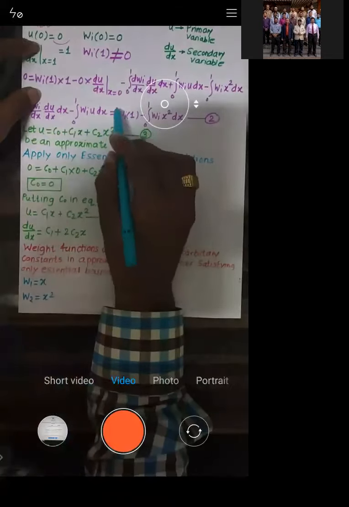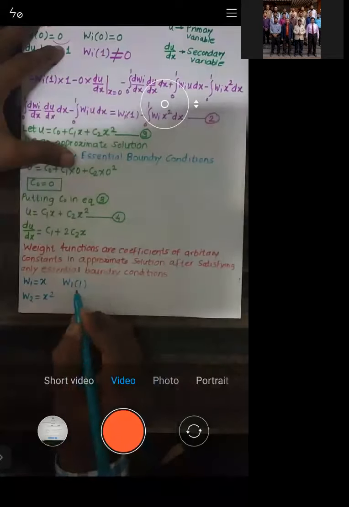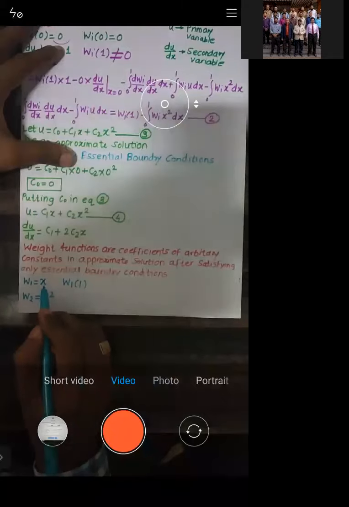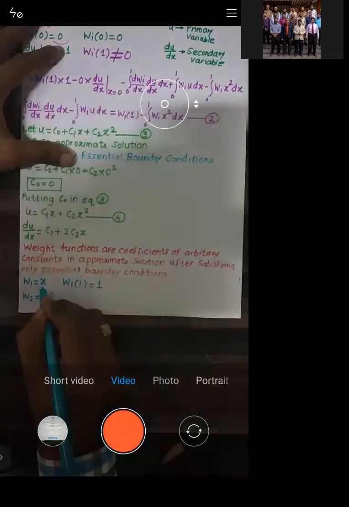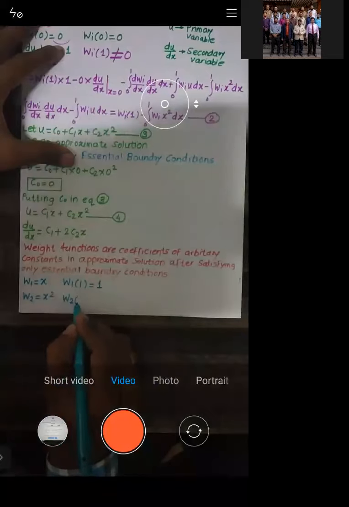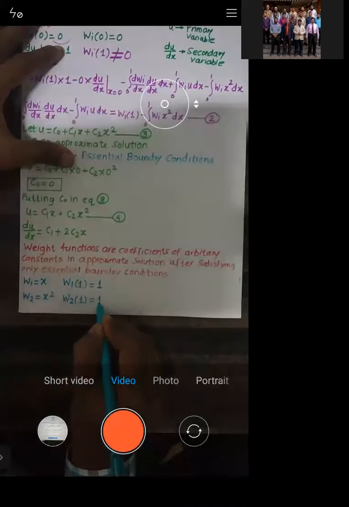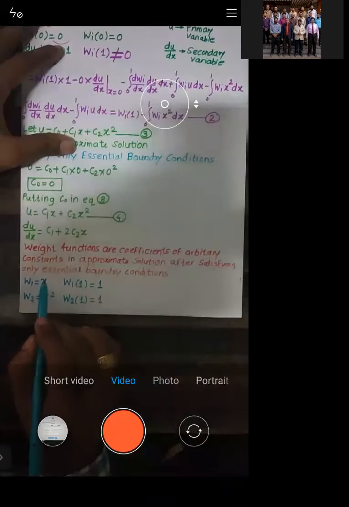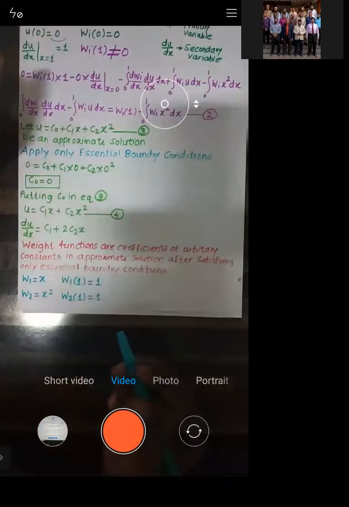Now what do we require? We require the weight functions when X is 1. So if X is 1, then W1 is equal to 1. Yes or no? Similarly, in the second weight function, when we put X equal to 1, 1 square is again 1. So W1 is 1 when X is 1, and W2 is 1 when X is 1. You can see that, right?